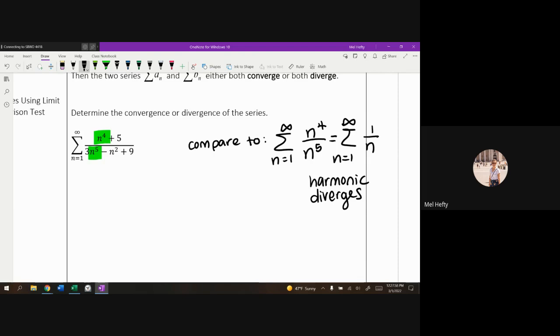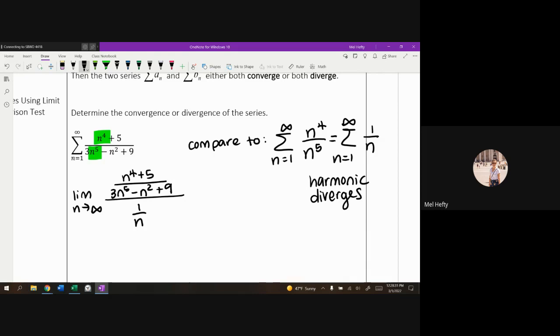All right. So we're going to set up a limit here. I am going to set up the first step, and after this time I'm never going to set it up like this again because it looks really dumb. I'm going to set up the limit as n approaches infinity of the thing that I have: n to the 4th plus 5 over 3n to the 5th minus n squared plus 9, divided by the thing I'm comparing it to. Now, that looks, to me, horrific. I don't like the way it looks.